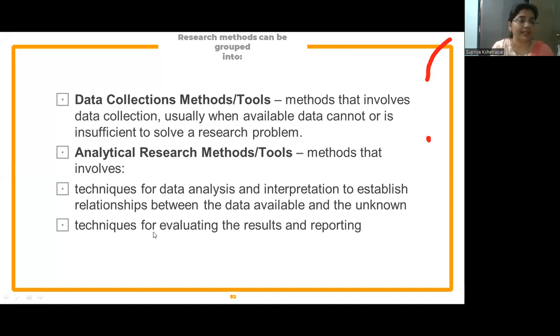Now as I have already explained, there are various ways to collect this data. Either you can do a survey, or you can go for Google Forms or interviews. There are various techniques. Analytical research methods are the tools that involve the techniques for data analysis, interpretation, or to establish a relationship between the available data and the unknown, a technique for evaluating the result and the reporting.